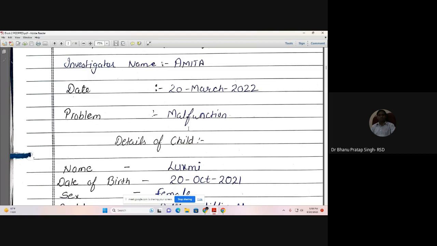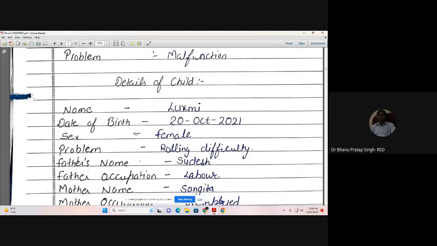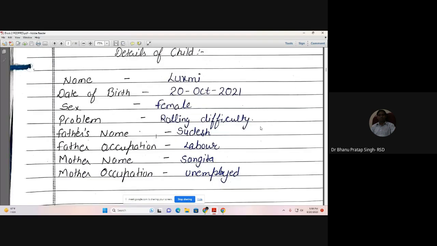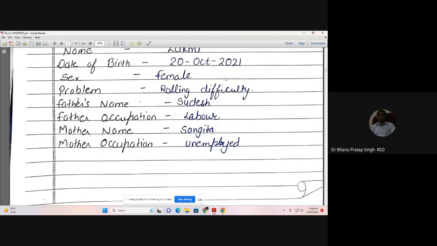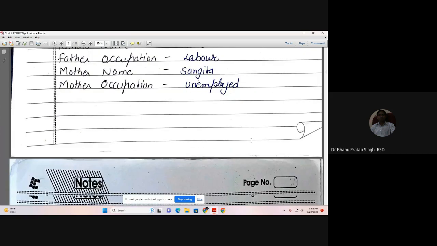That was the malfunction. Details of the child: name of the child, date of birth, gender, problem from which the child was suffering, and the general details: the father's name, occupation, mother's name, mother's occupation. Although this was not part of the format, he or she added some information to make it more understandable or more reliable.